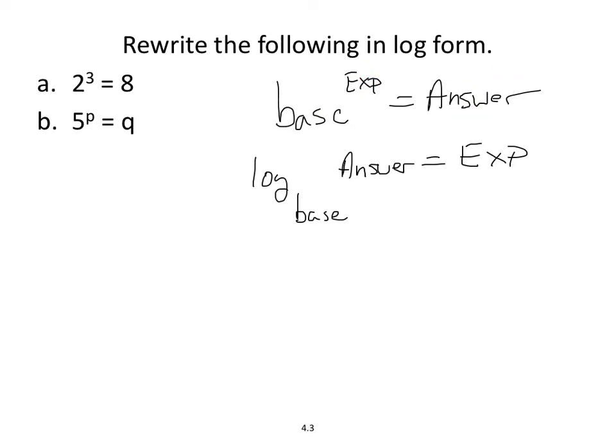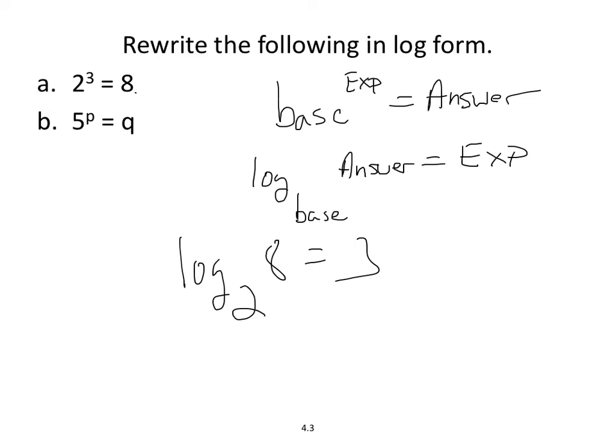Now, if you want to write that as a logarithm, all a log is asking us is, what power do I have to raise that base to in order to get that answer? And of course, that's what the expression is. So look at this first example: 2 to the third equals 8. If I wanted to write that as a log expression, I would write log, base 2, of the answer, 8, and that's equal to 3. And if you notice, here's my base, base, base, answer, answer, answer, exponent, exponent, exponent. And that's all it is.